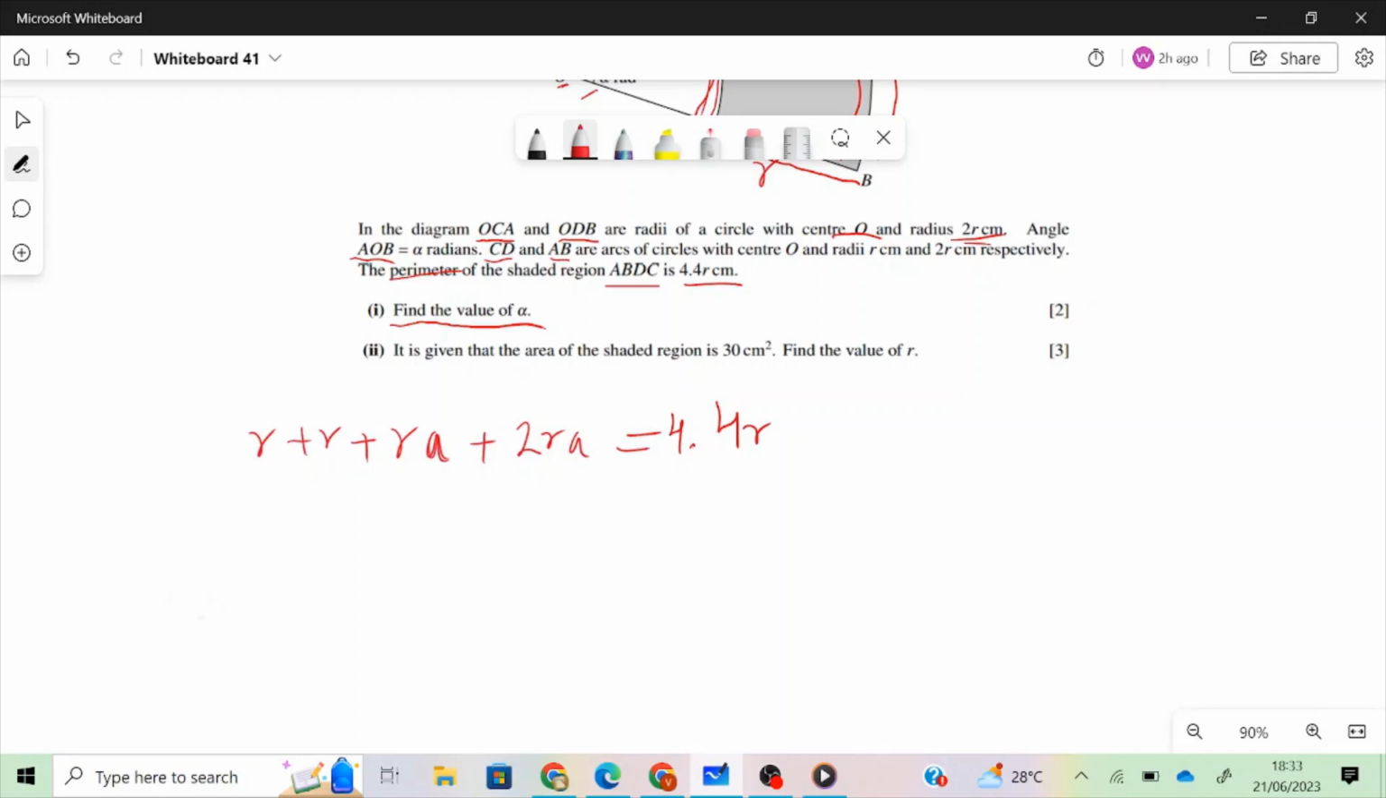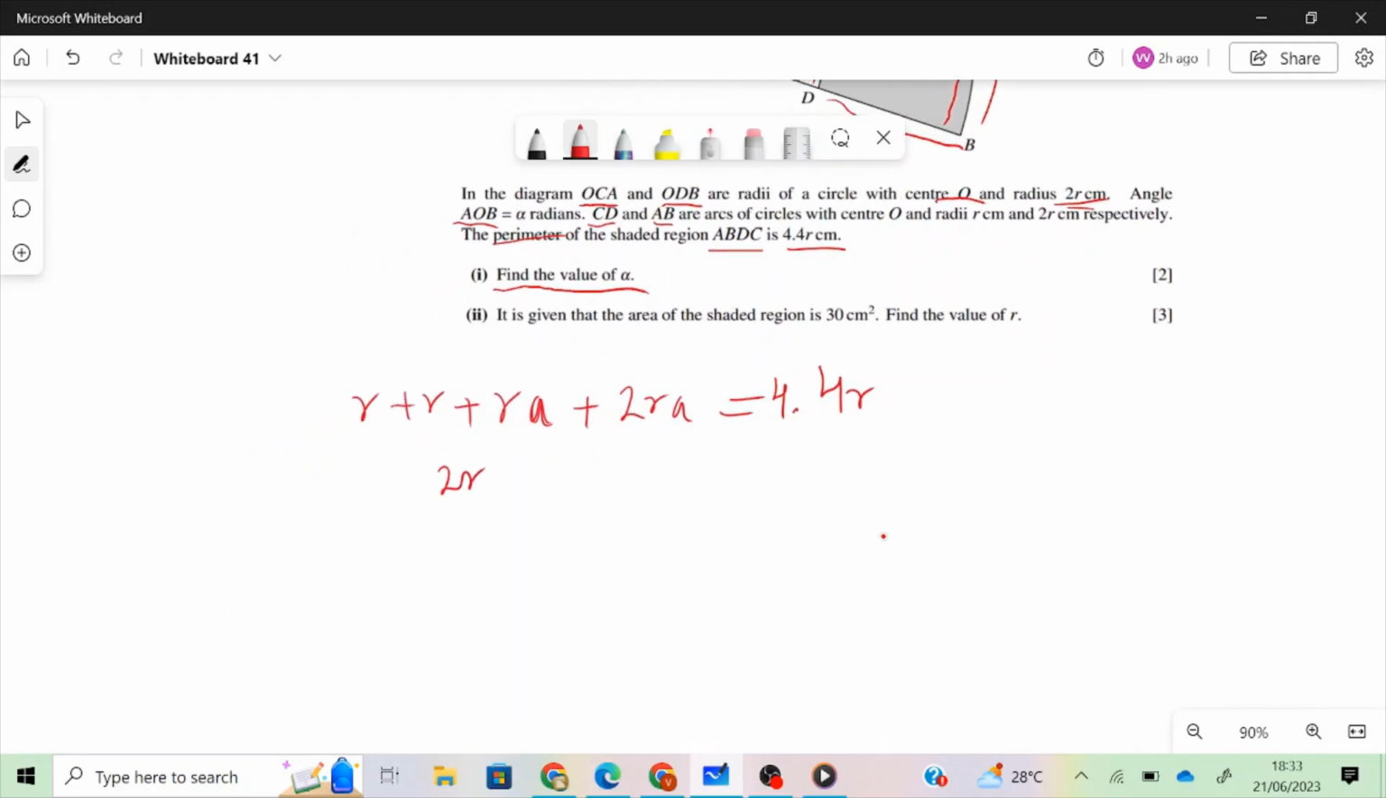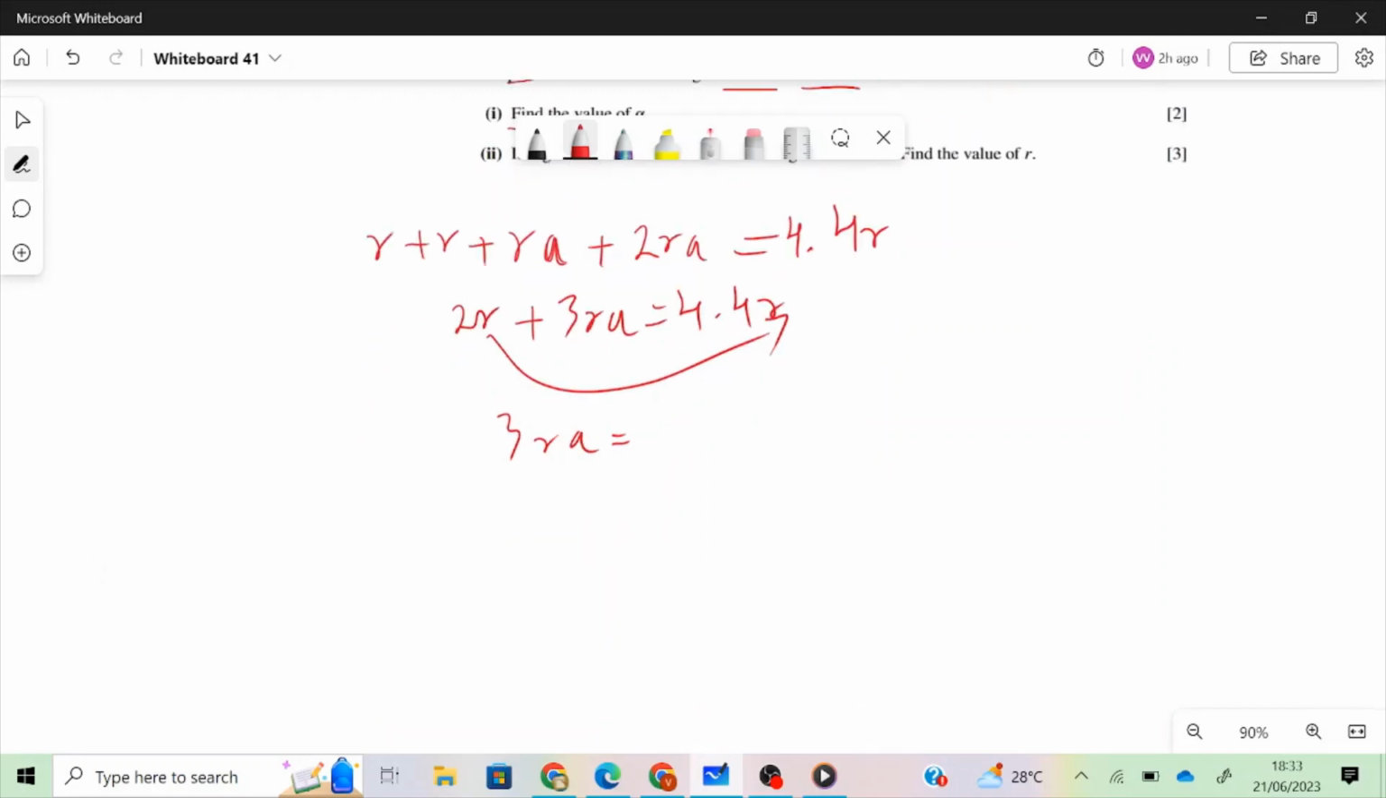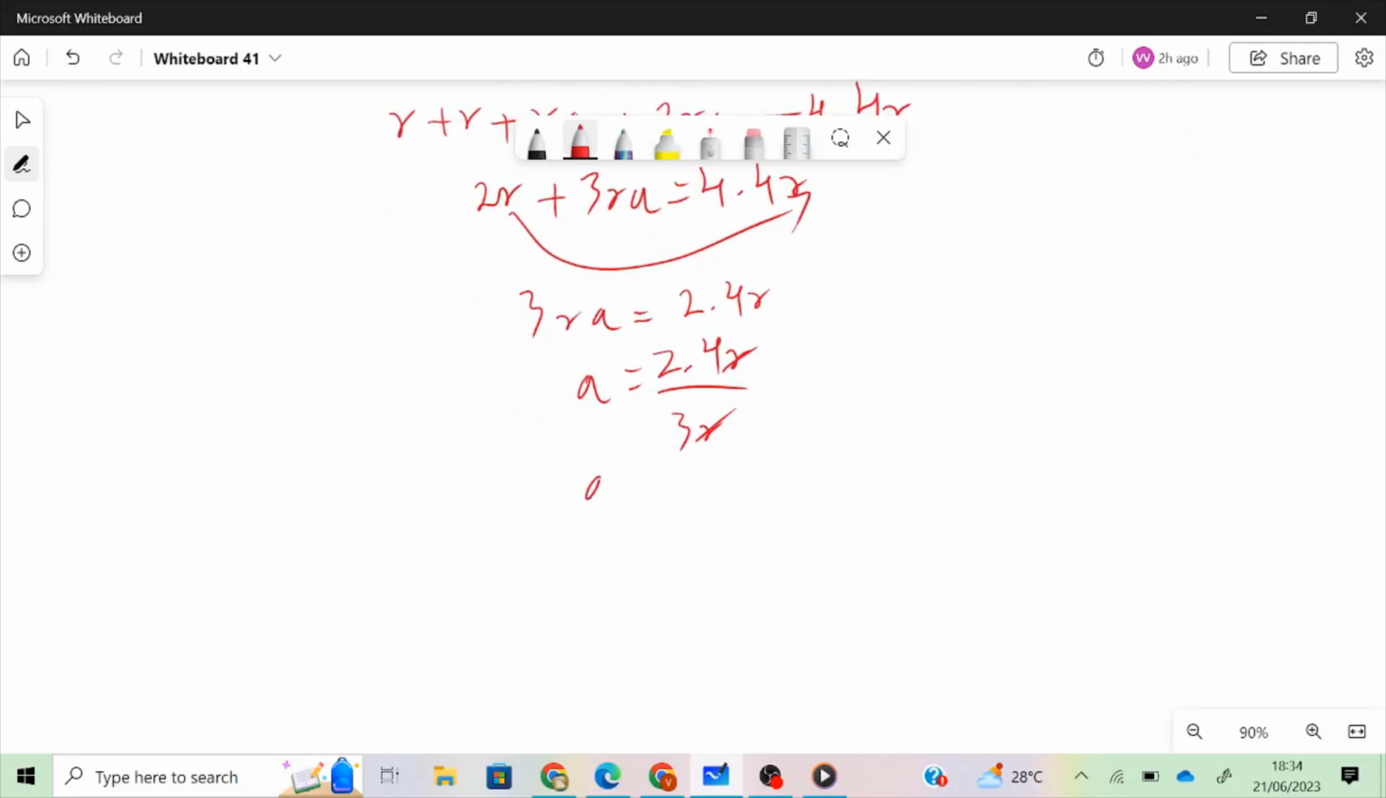Now we can solve this using algebra. r plus r is 2r. r alpha plus 2r alpha is 3r alpha, equal to 4.4r. Take this to the other side, we'll have 3r alpha equals 4.4r minus 2r, which is 2.4r, and then alpha is 2.4r over 3r. The r cancels, and 2.4 over 3 is 0.8. So alpha is 0.8 radians. And that's the answer for that first part, because they asked us to find the value of alpha.